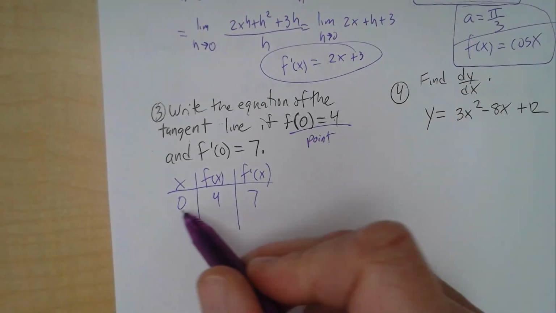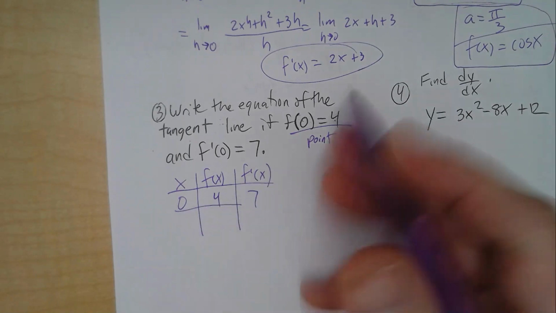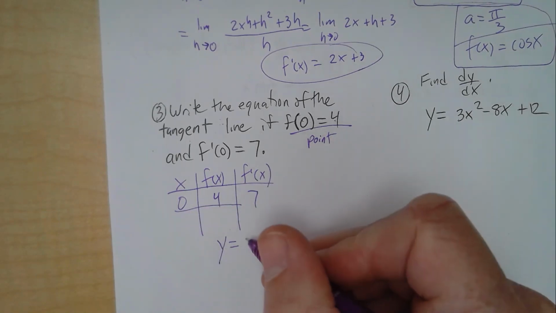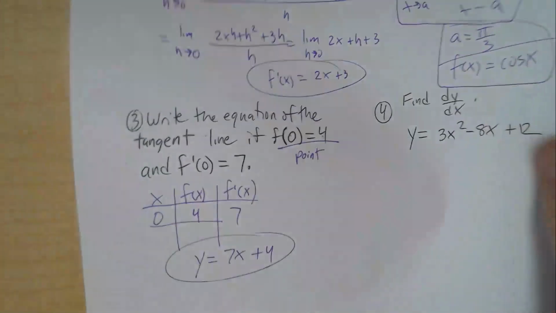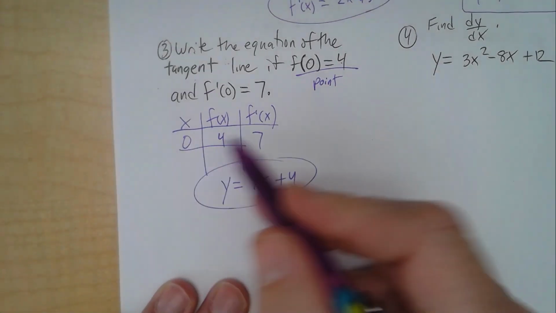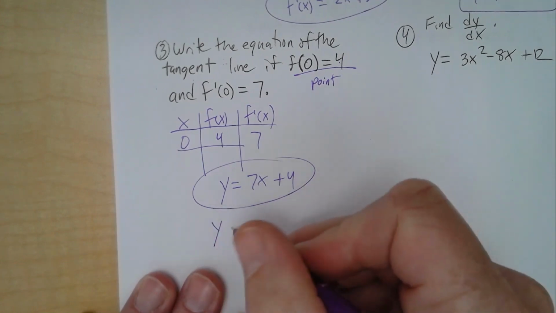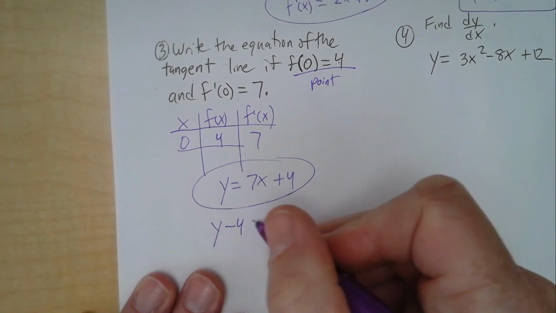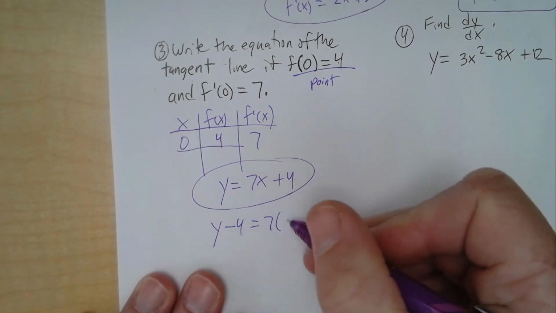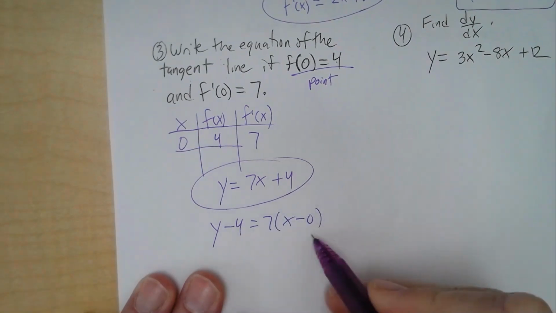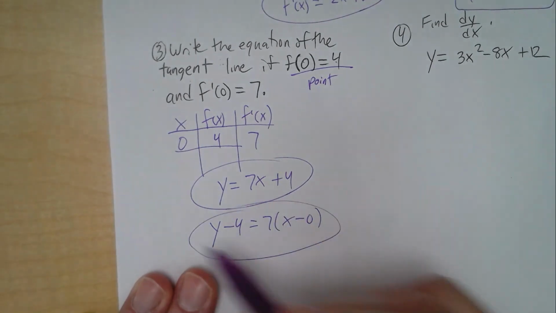Now this one is pretty straightforward because 0, 4 is the y-intercept. So you can do y is equal to 7x plus 4, and then you're done. But you could also do point slope form if you didn't have a 0 there. So it's always y minus 4 is equal to the slope, which is 7, times x minus 0, and then you could solve that out. But it's the same answer as this.